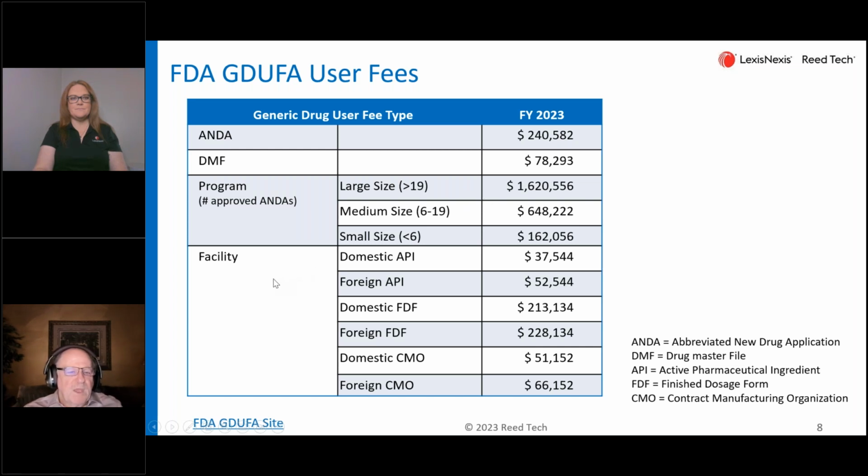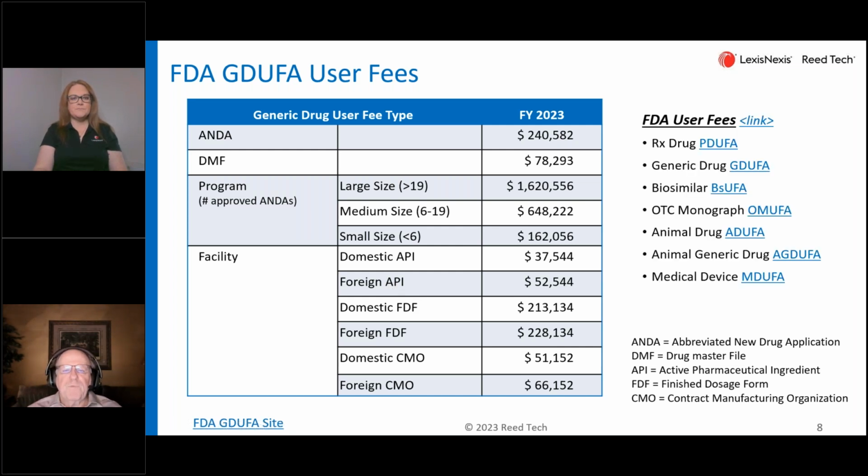And then the third category: we have these applications, we have the programs, and then we have facilities. So there are charges for each facility depending on whether it's domestic or foreign, and depending on what the business operation and the type of product that is being manufactured at that site.